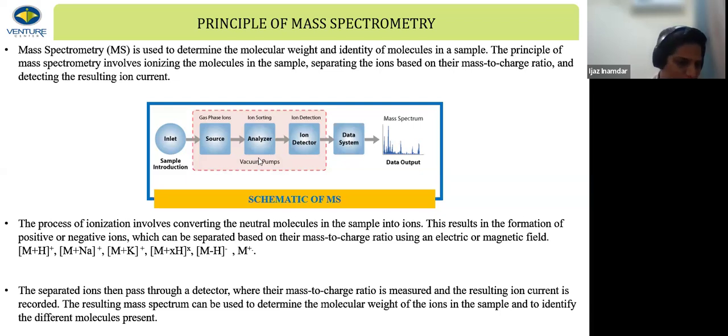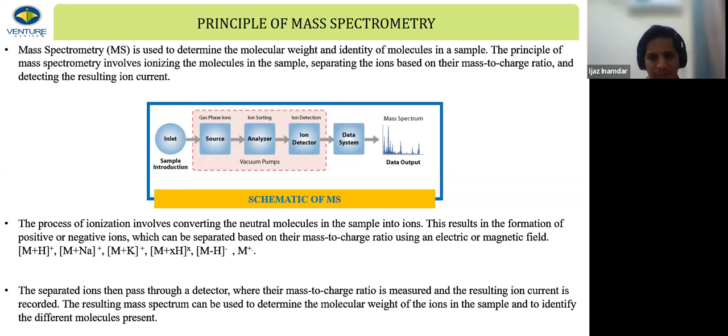Again, when scientists talk with each other, they always refer to the mass spec with respect to the analyzer package. So what kind of mass spec do you have? Like I might say that I have a Q-TOF mass spec. Somebody might say that I have an Orbitrap mass spec. So that means the analyzer in that is either an Orbitrap or a Q-TOF or a triple quad. So that is the schematic of how a mass spec looks like. What are the components? Now let's talk about the principle.